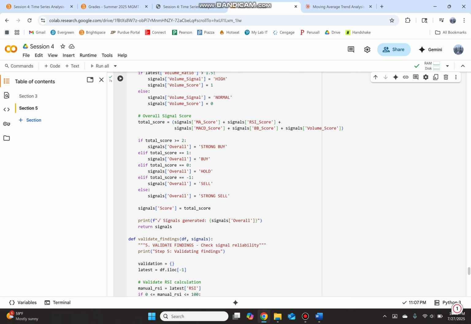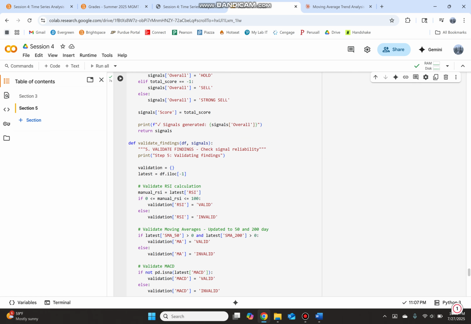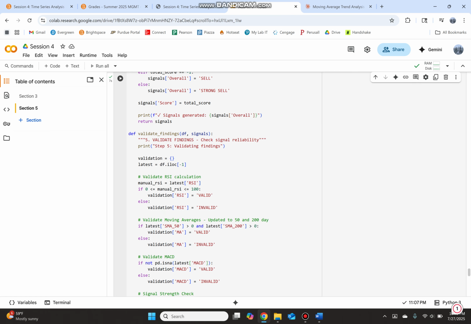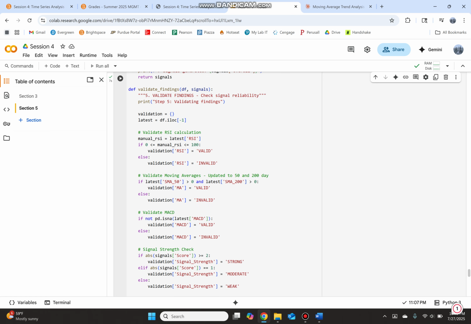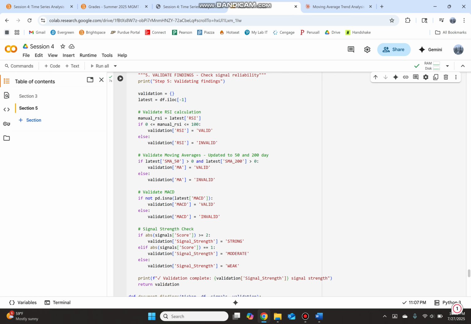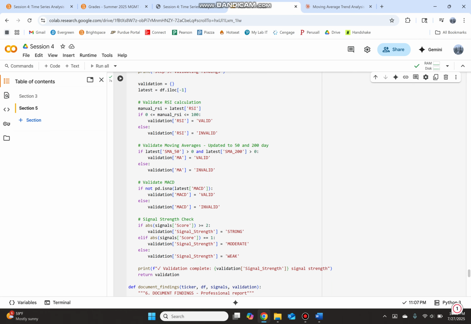A score of -1 is a sell, and if it's anything less, it's a strong sell. And then we validate our findings right here. So the manual RSI is equal to the latest RSI in our calculation. If it's within that tolerance, it's valid, and it does that for every single indicator.